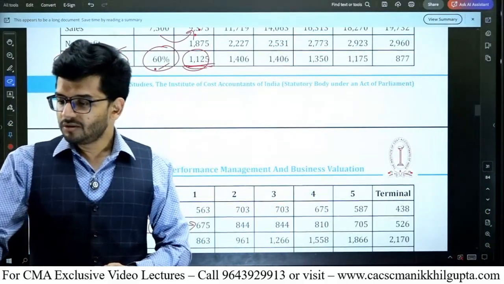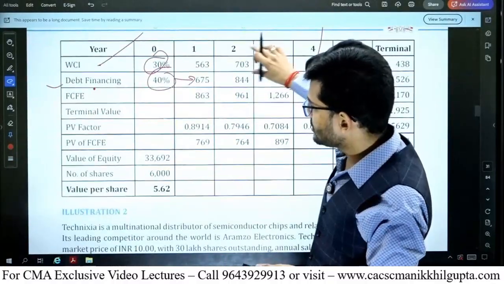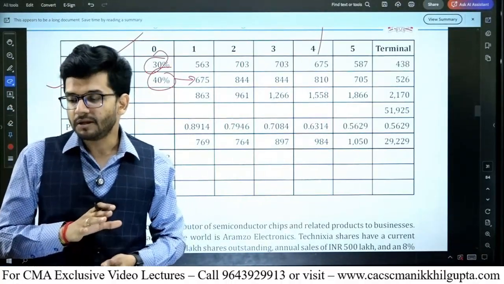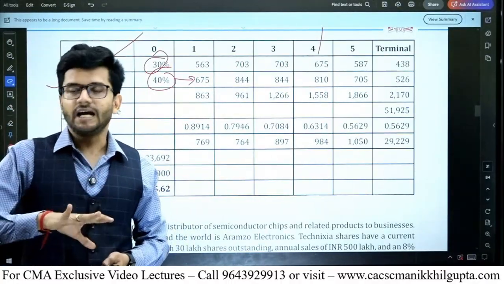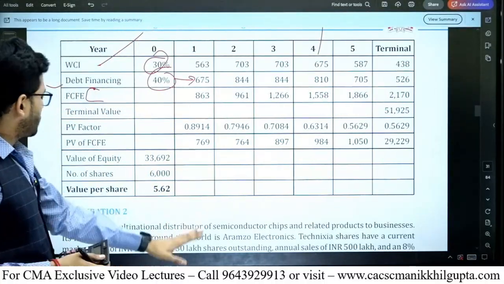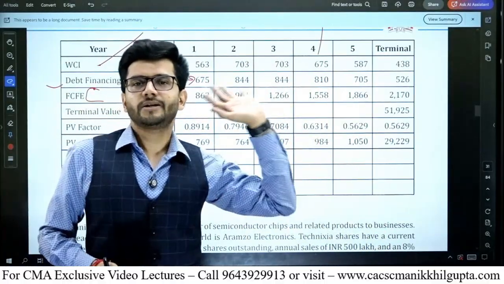Okay, sir, got it. So now this kind of a calculation is to be done. A free cash flow from equity is required to be calculated, which is nothing but the net profit which has been earned plus the FCI plus the WCI minus the debt, and you will get the FCFE. And the further question is absolutely straightforward. No complexity in the further question.